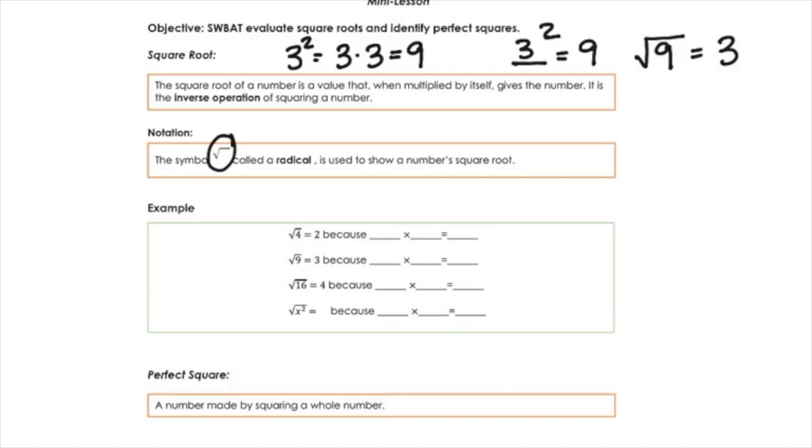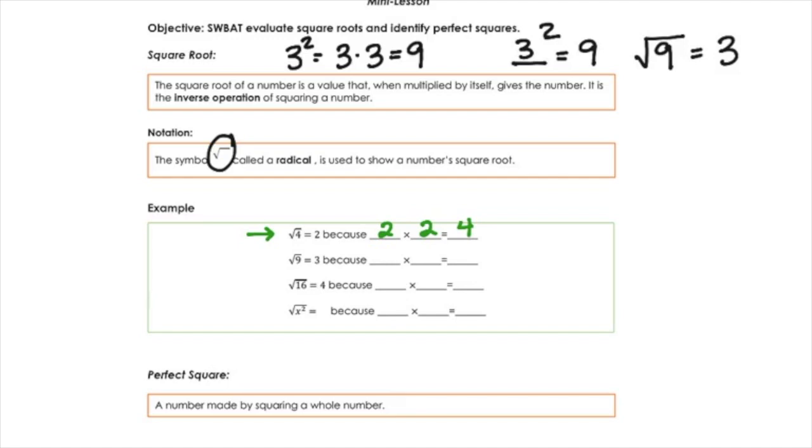If I ask you to find the square root of 4, what I'm asking you to figure out is what number can I multiply by itself so that it gives me 4 back? Well, in that case, the only positive number I can multiply by itself to give me 4 back is 2. So 2 times 2 gives me 4. So the square root of 4 is 2.